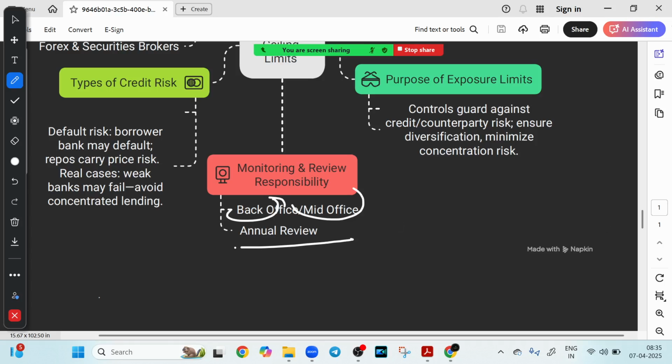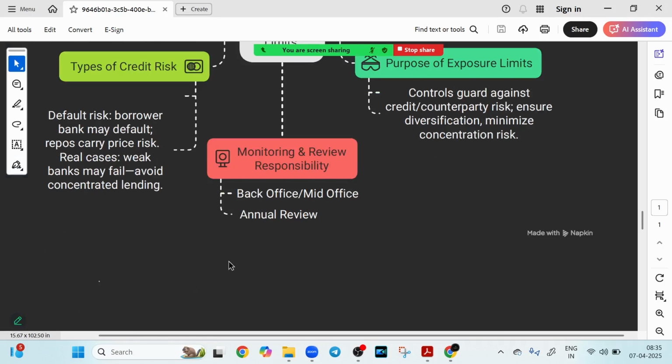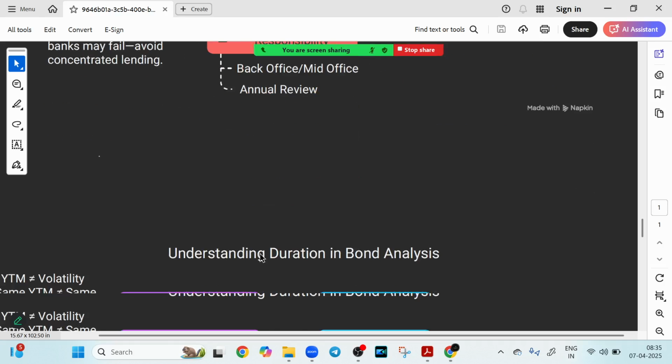So exposure ceiling limits are not just policy; they are the backbone of treasury risk management. They help institutions breathe easily while handling large volumes with multiple players.